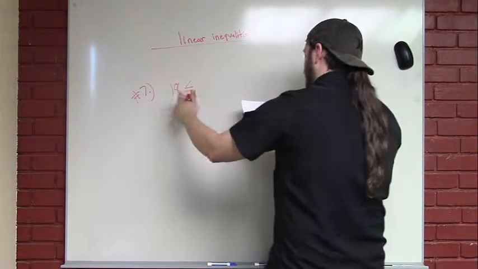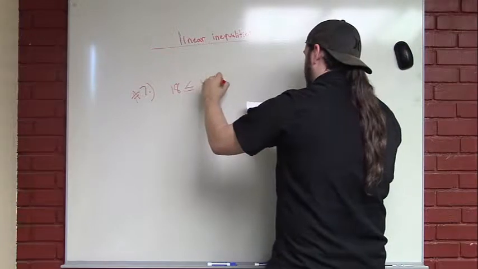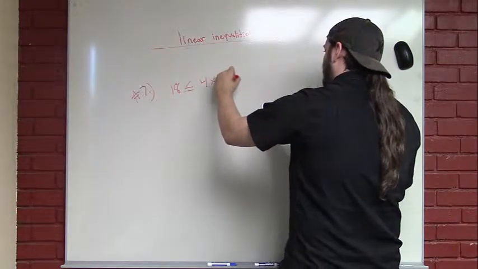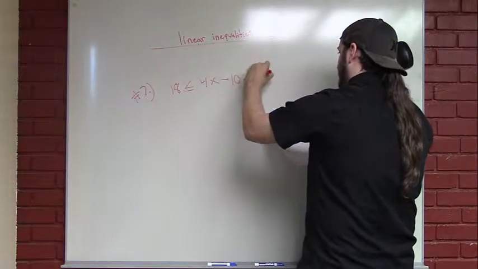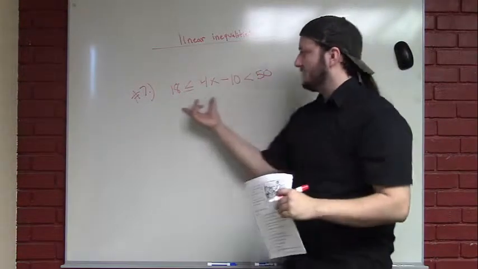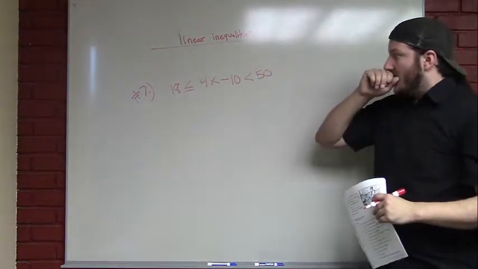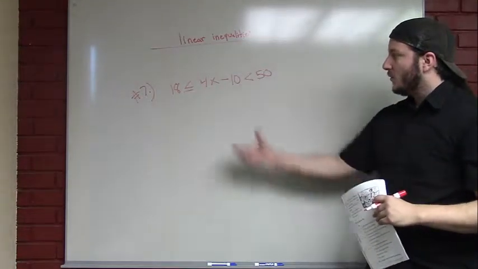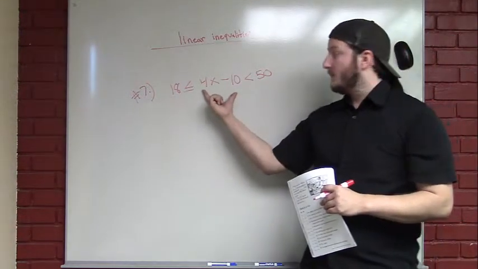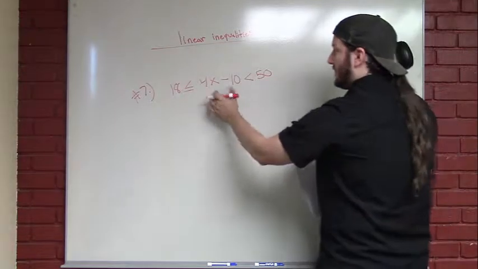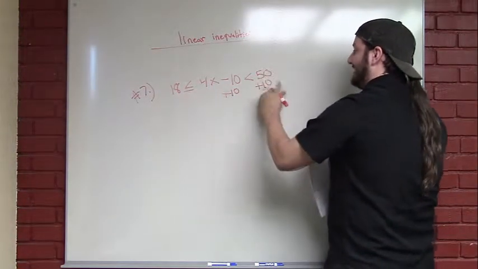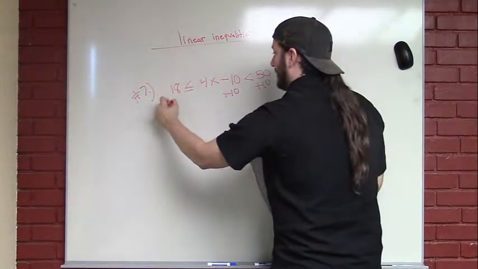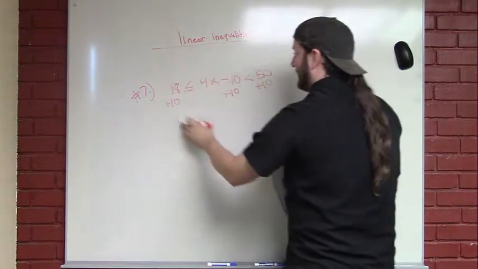18 is less than or equal to 4x minus 10, which is less than 50. So if you see something like this, what you do is you're going to solve it from the middle, okay? Always solve it from the middle. So what I mean by that is you're going to be adding 10 here, you're going to be adding 10 here, but you also have to add 10 over here.